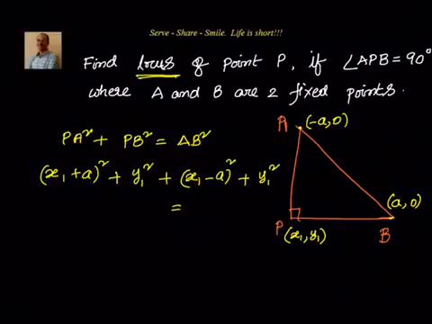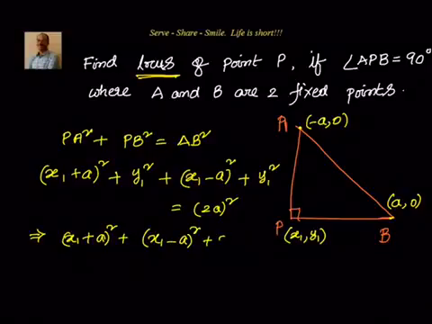AB square. When I go to AB, I have a minus of minus a, that is 2a whole square, plus 0 minus 0, which is 0 only. So I have 2a whole square. Let's simplify that. I will have x1 plus a whole square plus x1 minus a whole square plus 2y1 square is equal to 4a square.